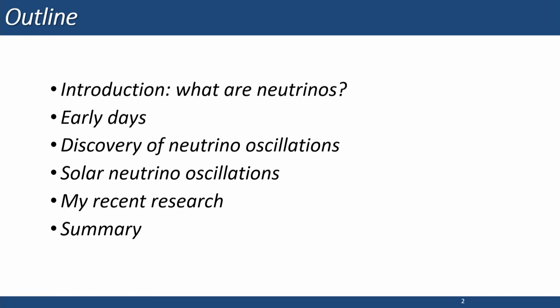Okay, this is the outline. First, I'll briefly introduce what neutrinos are. Then, before the discovery, I want to discuss the early days of the neutrino studies in Kamioka, the location of our experiments. Then I want to move on to the discovery of neutrino oscillations, and solar neutrino oscillations. Before finishing this talk, I want to briefly discuss my recent research, and I'll summarize this talk.